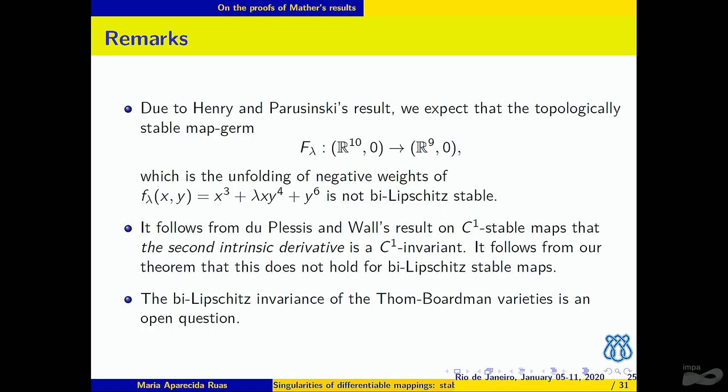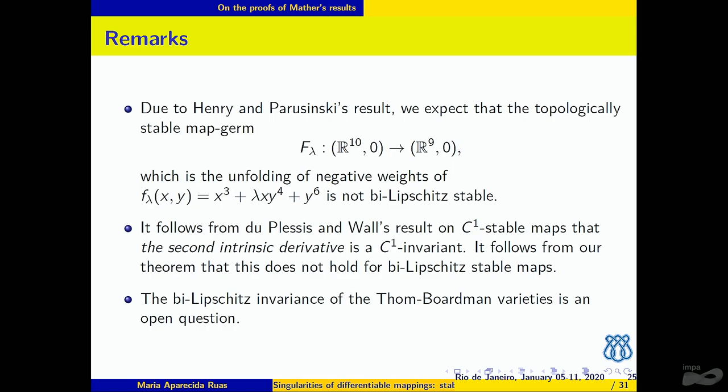Well, if you look, for instance, at this map, which is the unfolding of this family, this gives a topologically stable map from R^10 to R^9. However, it unfolds this family, which was proved by Henry and Parusiński to be a Lipschitz modulus family. So when lambda is different from lambda prime, f_lambda is not Lipschitz equivalent to f_lambda prime. So it's very likely that this family, which is topologically trivial, cannot be Lipschitz trivial. But we don't have a precise argument, right?